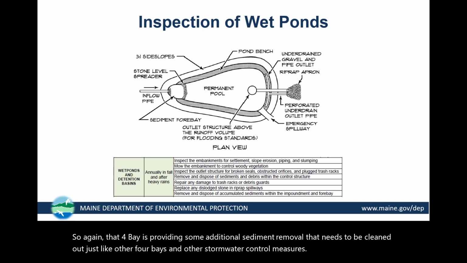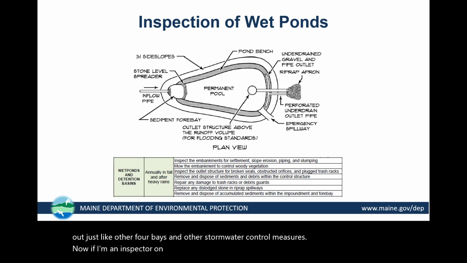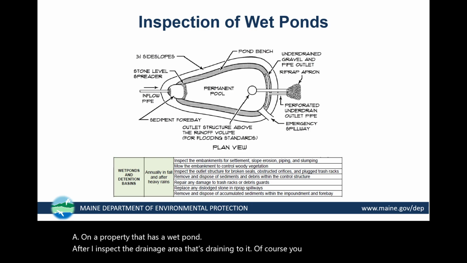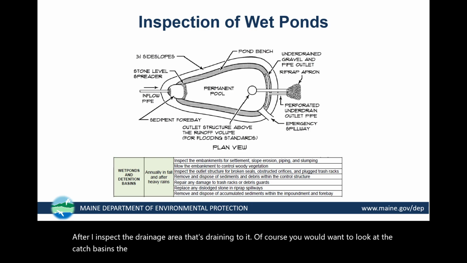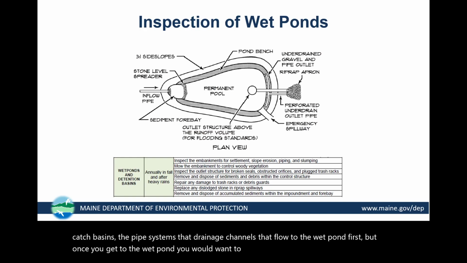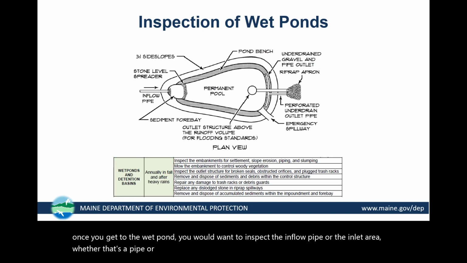Now, if I'm an inspector on a property that has a wet pond, after I inspect the drainage area that's draining to it, of course, you would want to look at the catch basins, the pipe systems, the drainage channels that flow to the wet pond first. But once you get to the wet pond, you would want to inspect the inflow pipe or the inlet area, whether that's a pipe or a drainage channel.